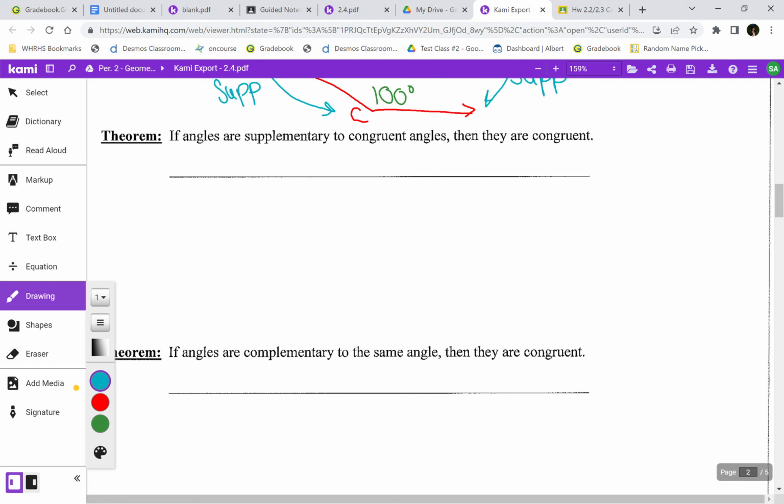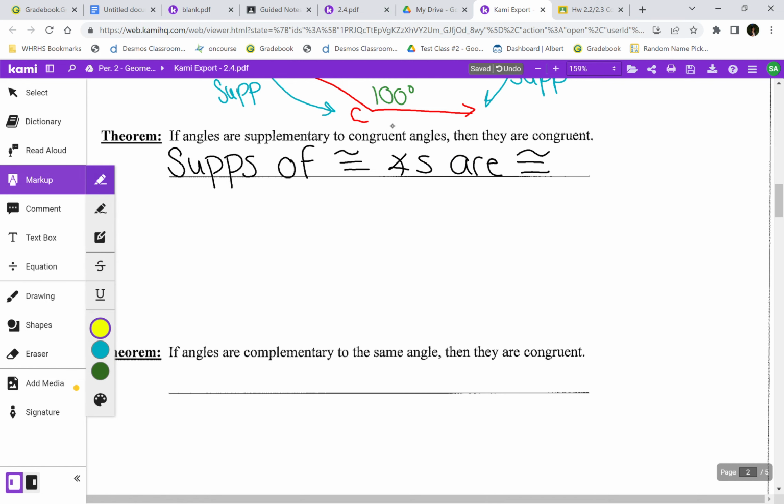Theorem, I'm going to read you the theorem, I'll tell you the shortcut, and then I'll explain it to you. If angles are supplementary to congruent angles, then they are congruent. Shortcut. Subs of congruent angles are congruent. Write it down, and then I'll explain it to you.